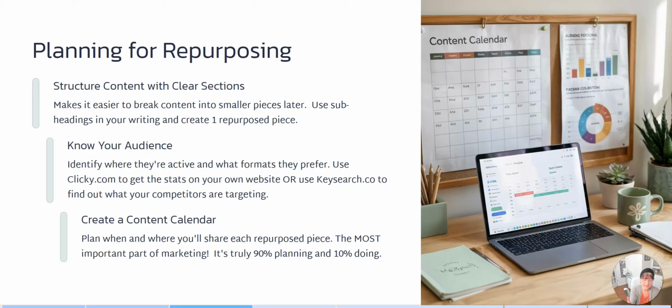Obviously, whenever you're writing anything, and even if it's repurposing it, who are you repurposing that content for? So know your audience. Programs like clicky.com, I think it's $80 a year, let you get stats on your own website as to what people are looking at and what they are interested in. Or you can use a program like keysearch.co to find out what your website is doing, but also what your competitors are doing. What are they getting traffic for? That's always a great way to expand the information that you're putting out there. So consider using both or either one of those.